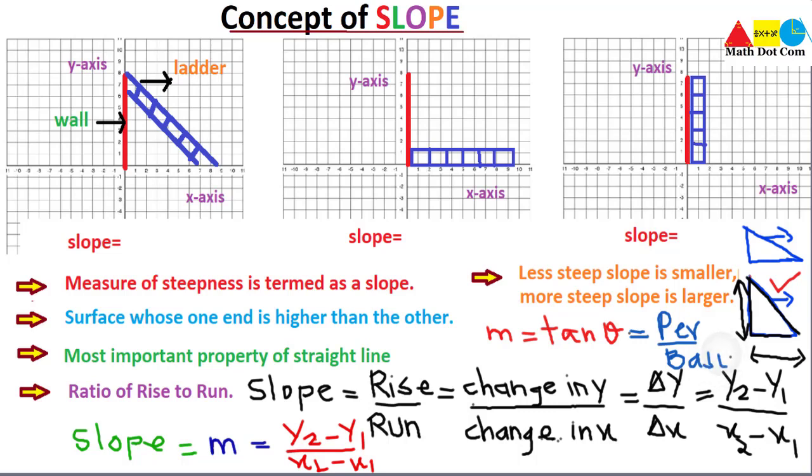So we can also define the slope in this way as m is equal to tan theta. If you are given the angle and you are asked to find the slope, you can easily use this formula as well.